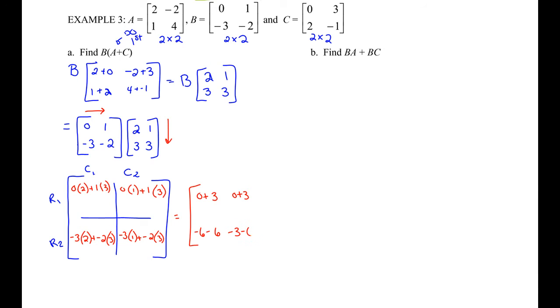So if I simplify one more time, my final answer matrix is 3, 3, -12, and -9.